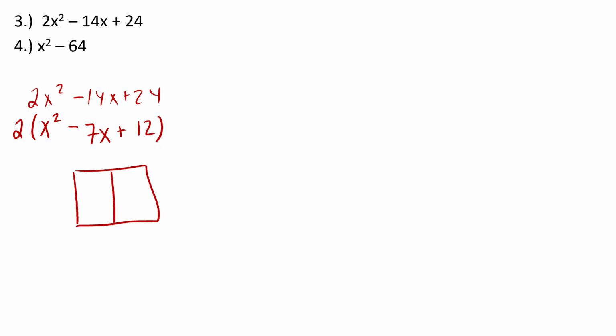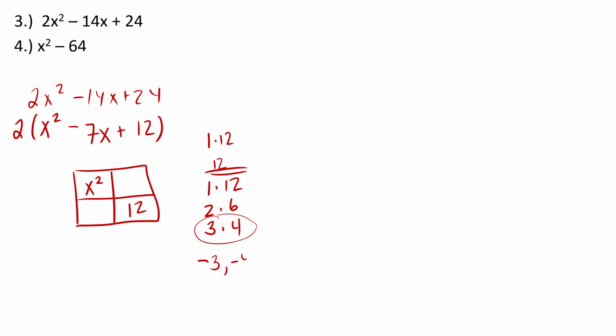Now we just need to factor the quadratic in the parentheses. So we have x squared and we have 12. I'm going to do 1 times 12 is 12. So we want two factors of 12 that add up to negative 7. We have 1 times 12, 2 times 6, 3 times 4. I like 3 times 4. If they are both negative, they will add up to negative 7. And we just want to double check that we're getting what we want. Negative 3 times negative 4 does give me positive 12. Negative 3 plus negative 4 does give me negative 7.